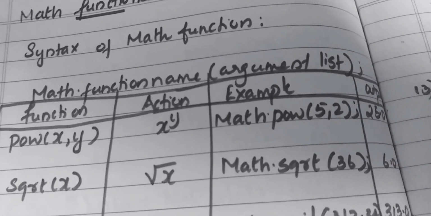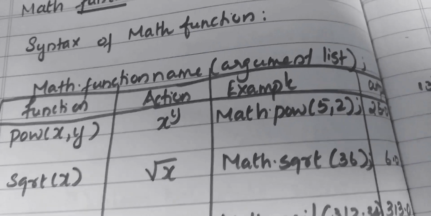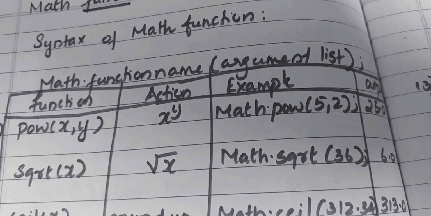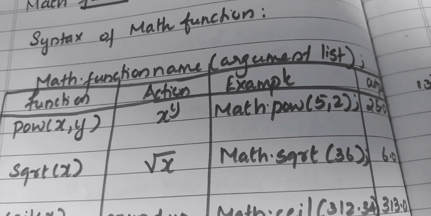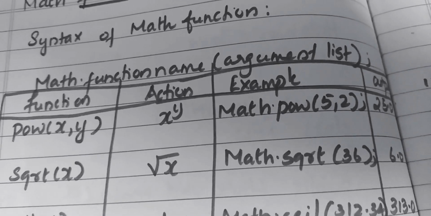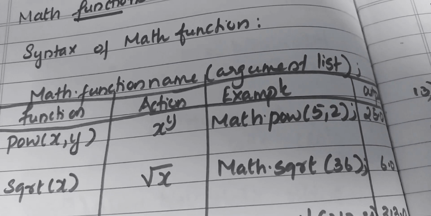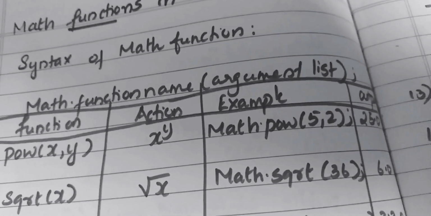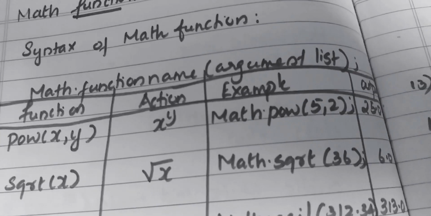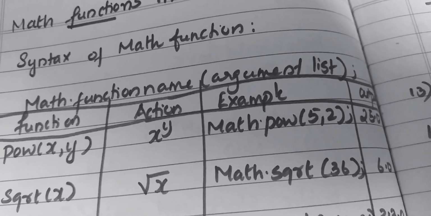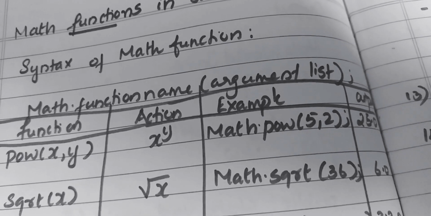So let's consider how we use it in a program. For example, Math.pow of 5 comma 2. The power function is used to find the power of a number, isn't it? Suppose we want to find the power of 5. What is the meaning of power of 5? It means 5 raised to 2. So what is 5 raised to 2? 5 into 5, isn't it? So what is the result?